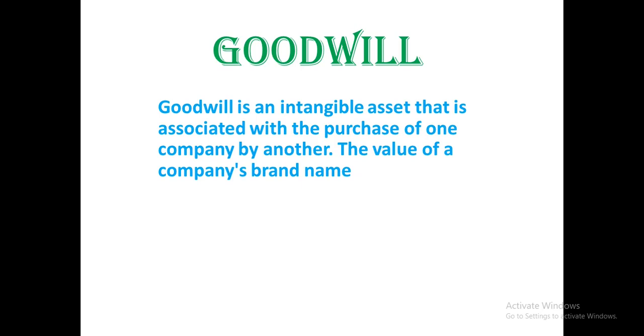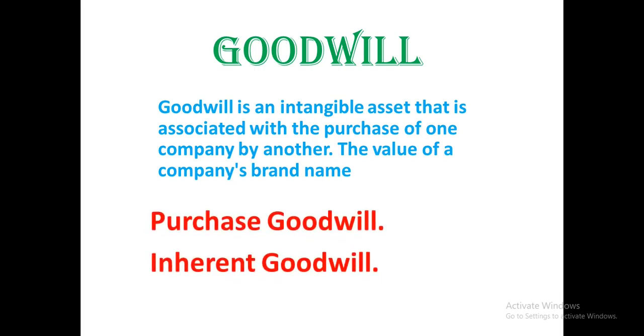There are two types of goodwill we discussed earlier: purchase goodwill and inherent goodwill. Purchase goodwill is the goodwill we pay to acquire another business. If Microsoft is purchasing Apple and is using Apple's brand name after purchasing it, the amount they pay to get that brand name is called purchase goodwill. Whereas inherent goodwill is a customer base, earned by the company through its reputation, which is subjective in nature. That's why most of the time inherent goodwill will not be recorded in partnership.